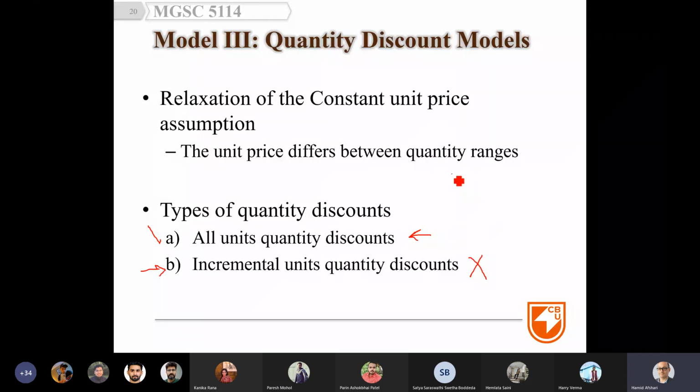If you buy from 1 to 10 units, the price will be $5, okay? If you buy from 11 to 100, then your price will be $4.5 per unit. Okay, if I use this system and I purchase 100 units, how much should I pay?